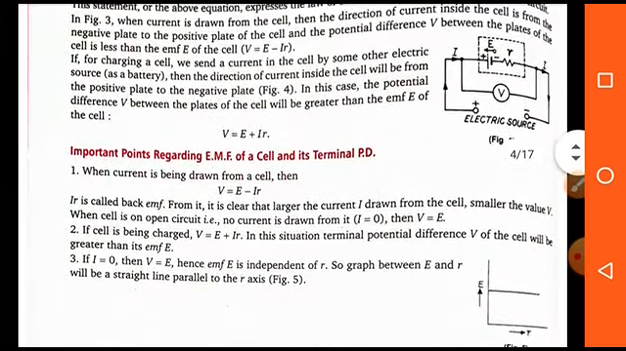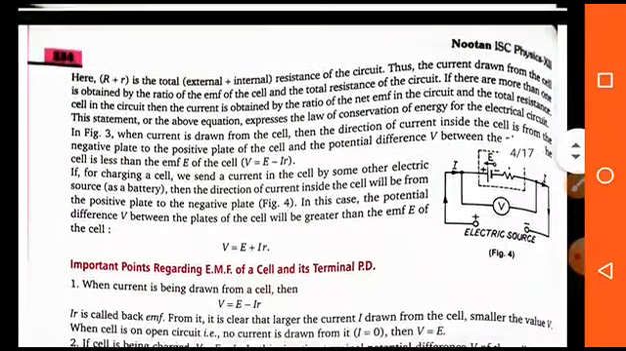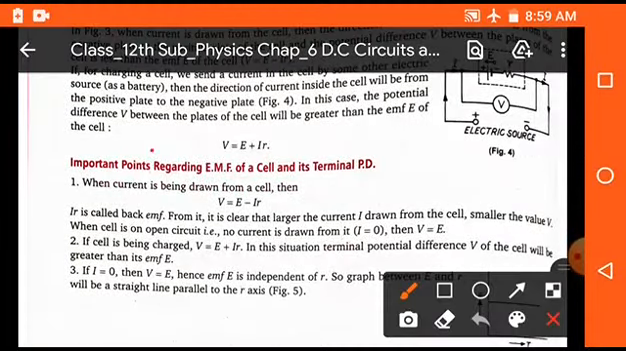Okay, so the above formula, now student, we get another formula V is equal to E plus Ir. So this formula is used when the circuit is open, that means there is no current flowing in the cell. But when the circuit is closed, we use V is equal to E minus Ir. It means that in the case of a closed circuit, potential difference is always less than electromotive force. But in the case of an open circuit, there is no current, that means V is equal to E.